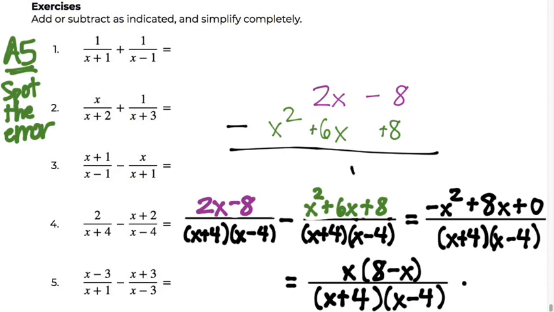I'm going to get nothing minus x squared, so I do end up with a minus x squared. But then I'm going to get 2x minus 6x. So I should have had negative 4x. And negative 8 minus 8. Yeah, negative 16. So, right. I need to subtract that whole second numerator from the whole first numerator, right?